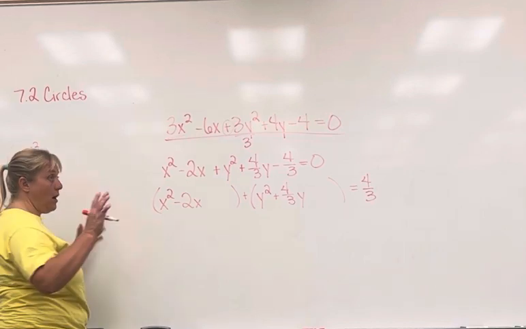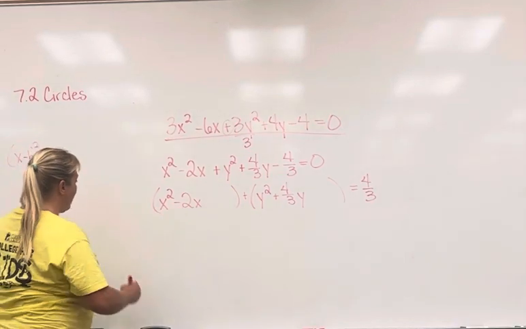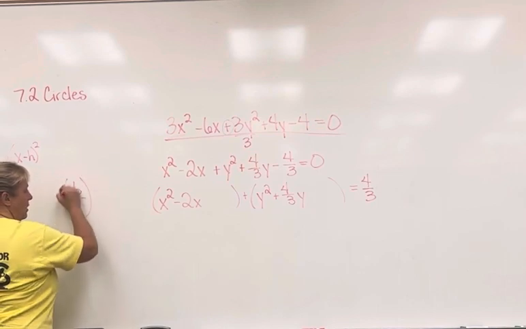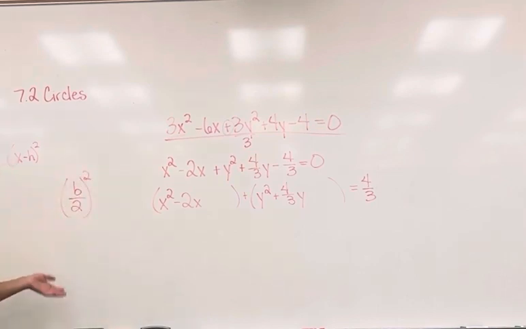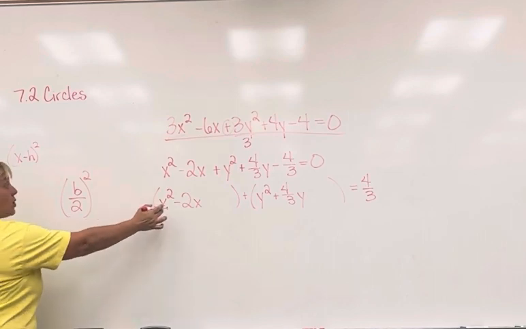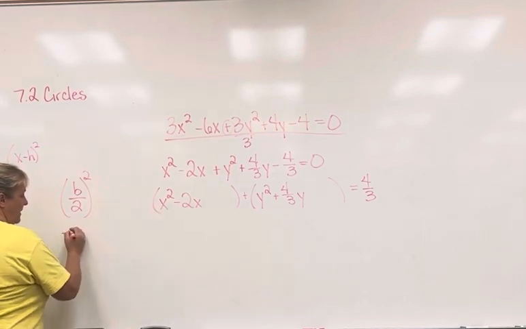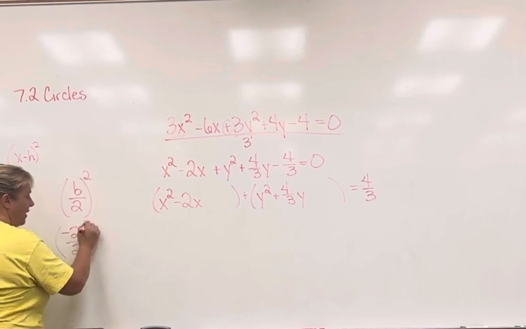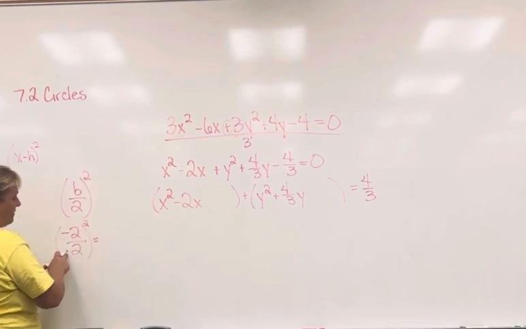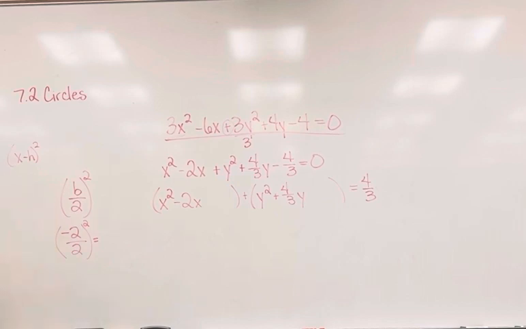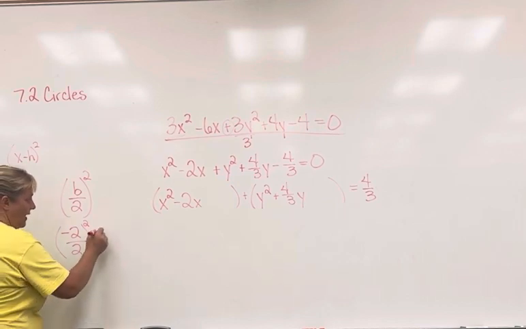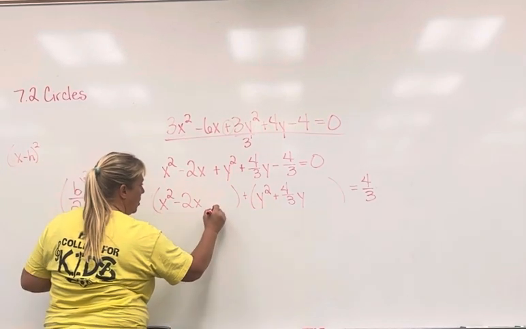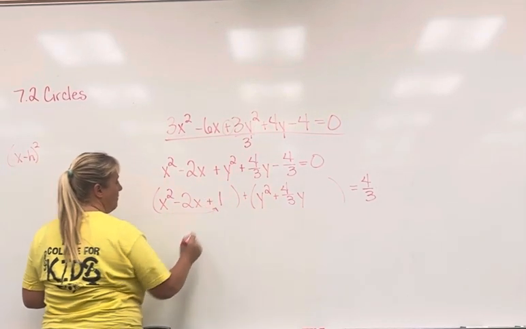In order to complete the square, we're going to take our b term, divide it by 2, and square it. b divided by 2 and squared. So on this one, we're going to take -2 divided by 2 and square it. Now, -2 divided by 2 is just -1, and squaring that gives us a positive 1. So that positive 1 is going to go in this slot, plus 1.